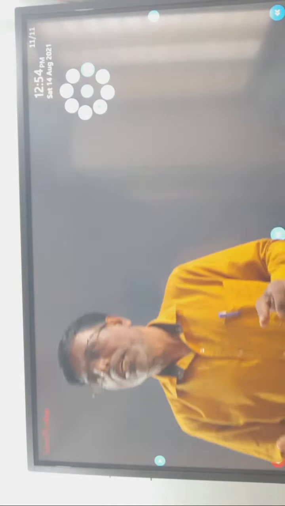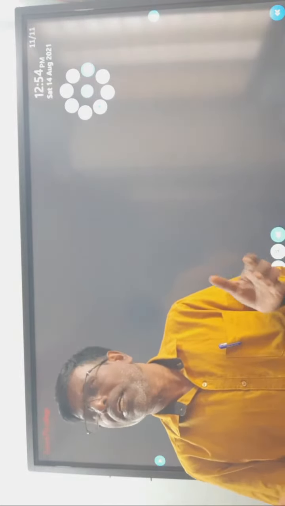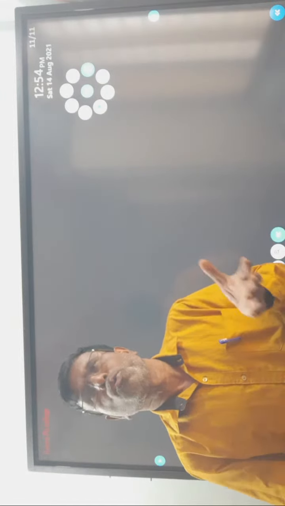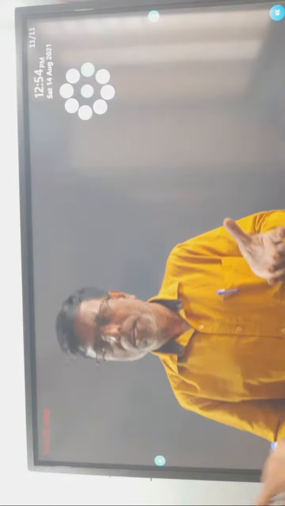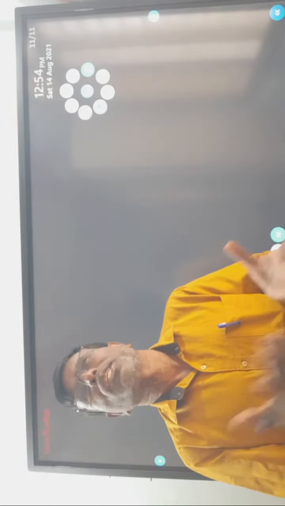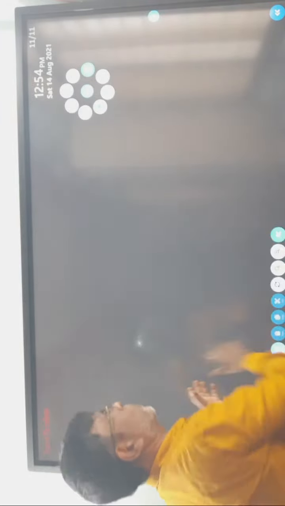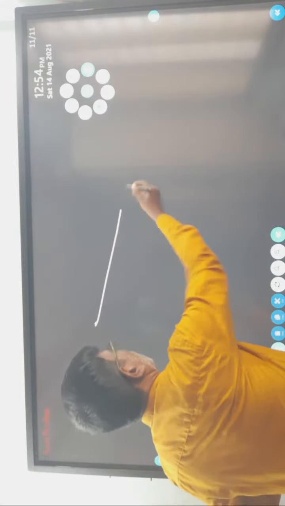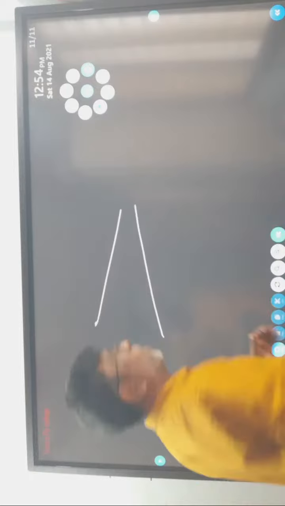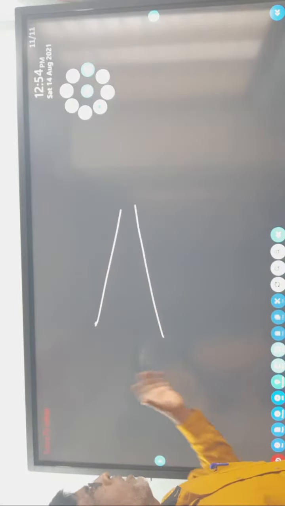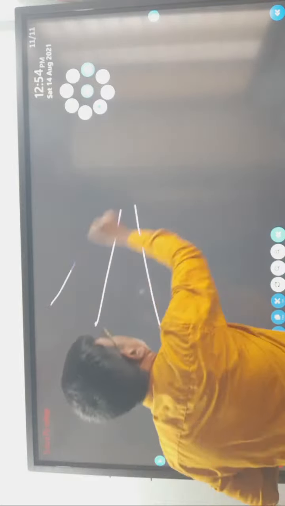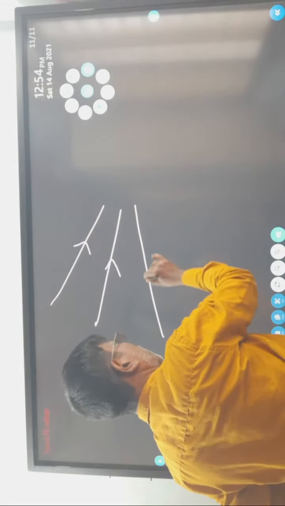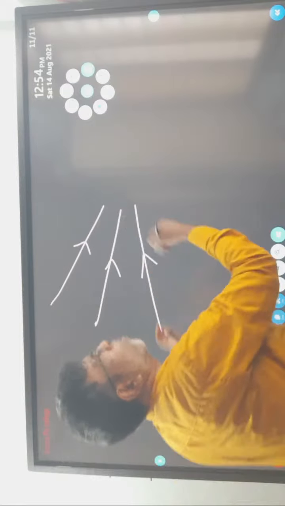Suppose the plane contains vectors and points that lie on the plane. Suppose the board is the plane. In this plane, there are points, one vector, another vector, and lines having direction ratios. This is one line, this is another line. So this is the plane.